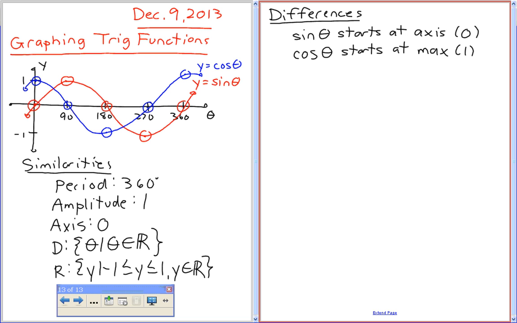Now, somebody will say, what about tan? I'm going to leave tan for right now because it's much more complicated. If you remember, tan was slope, so you can get asymptotes, and there's all sorts of weird things happening. So I'm going to leave that for right now. That's the main similarities and differences.